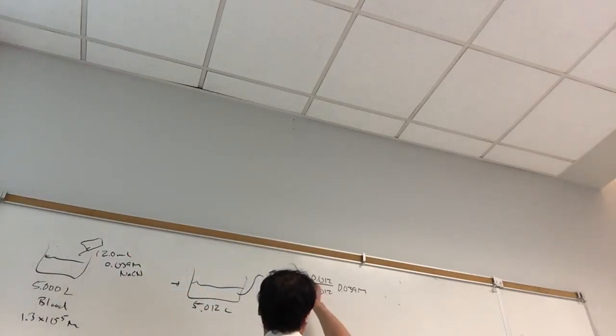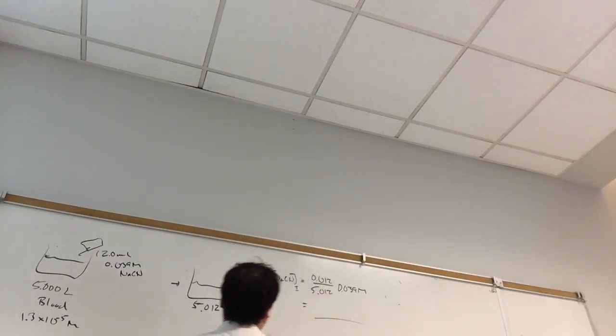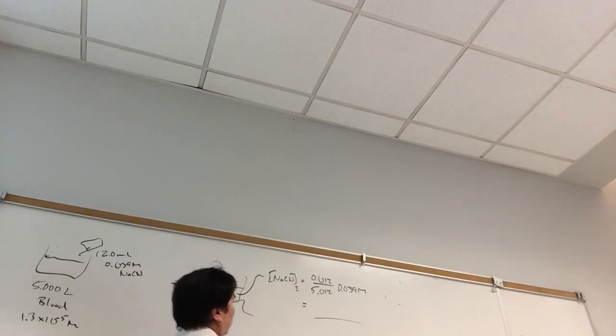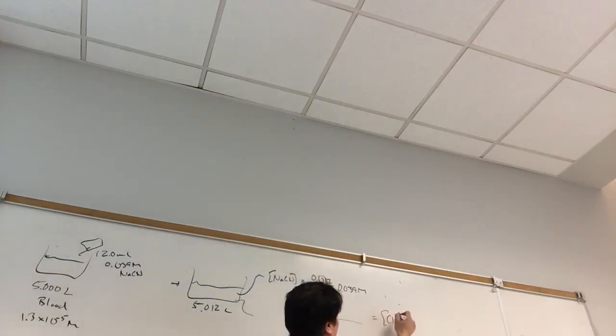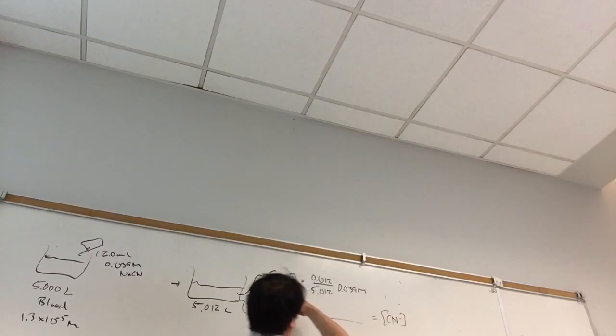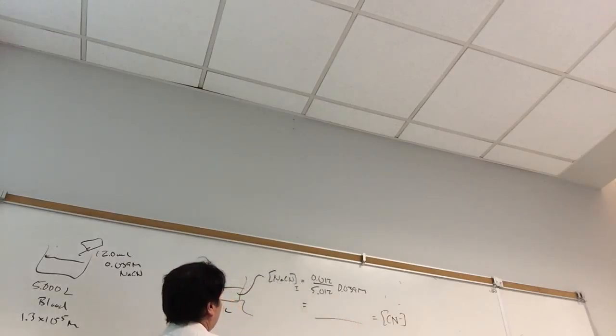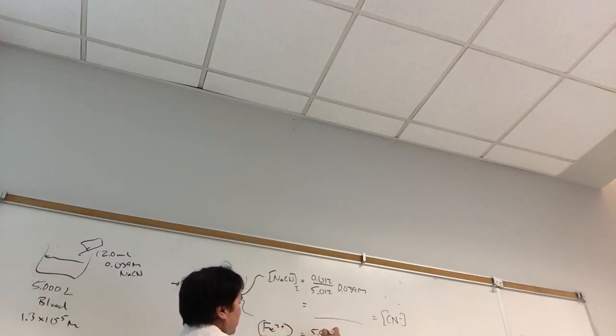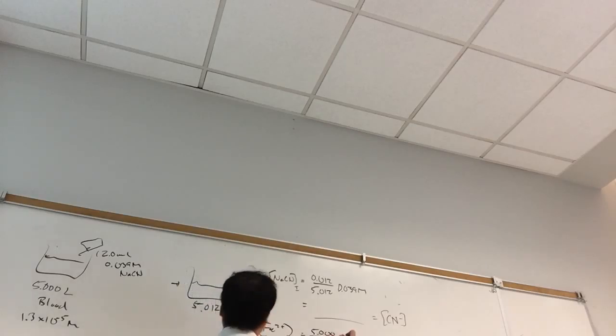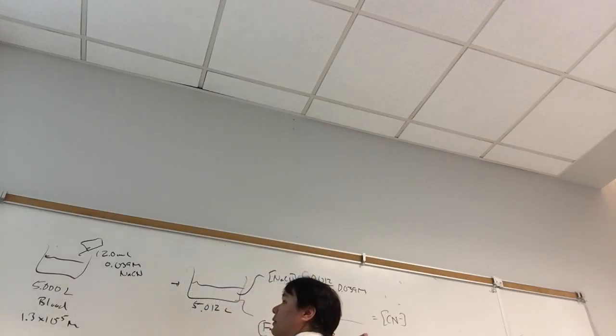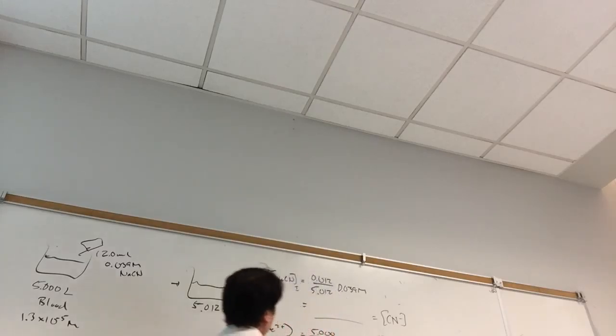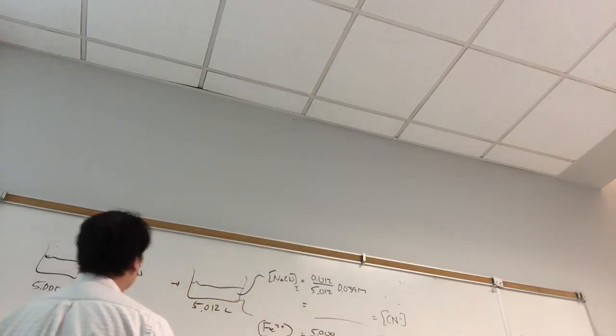Well, whatever comes out, we can calculate that. This is going to be the same as the cyanide ion concentration, right? Because for every 1 mole of sodium cyanide, we get 1 mole of cyanide itself. And then we can figure out the iron 2 concentration. The iron 2 is going to be a 5.000 over 5.012 dilution of 1.30 times 10 to the minus 5 molar. And so this is going to give us our initial iron and our initial cyanide.